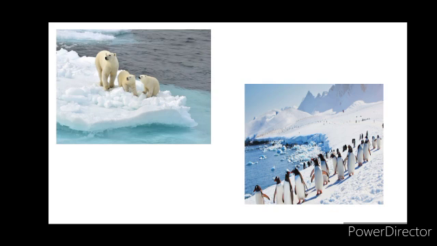Polar bears live in the Arctic. A polar bear has a thick layer of fat under its skin and a coat of thick fur that keeps it warm. Its white fur helps it to blend with the snow. This helps it to approach its prey without getting noticed.